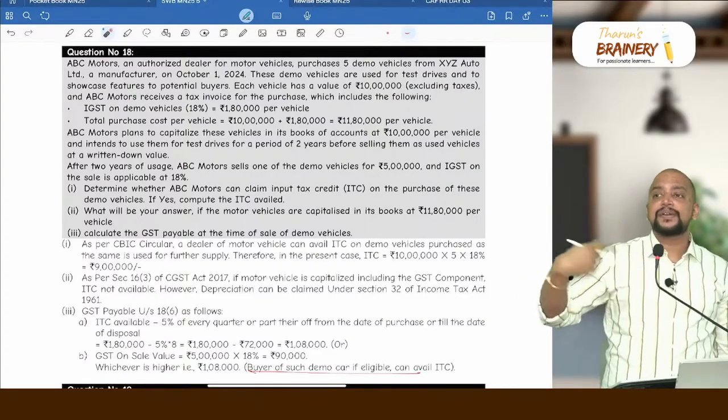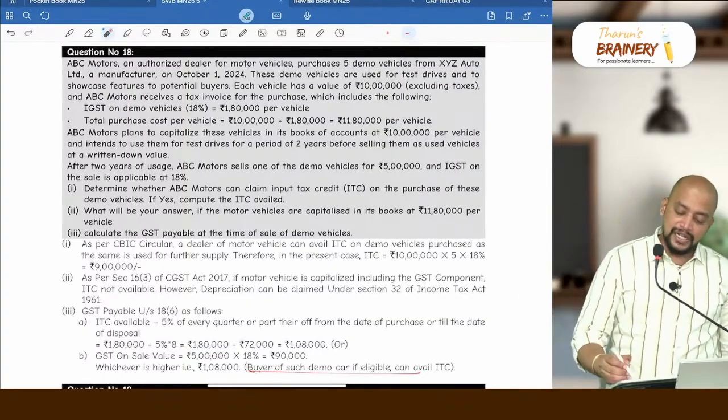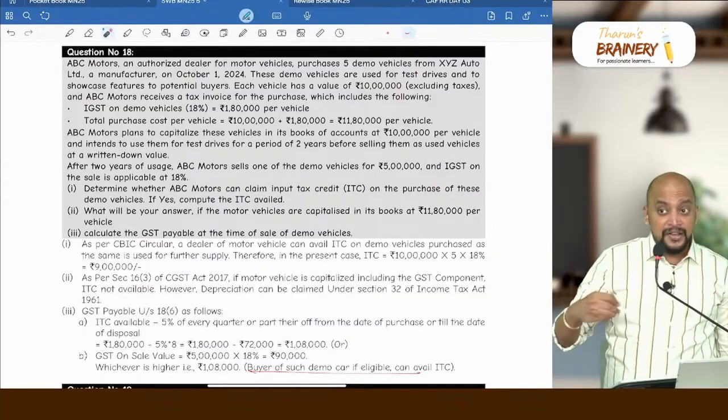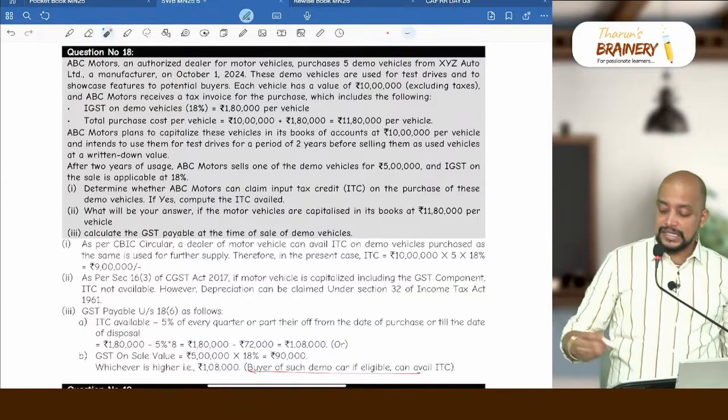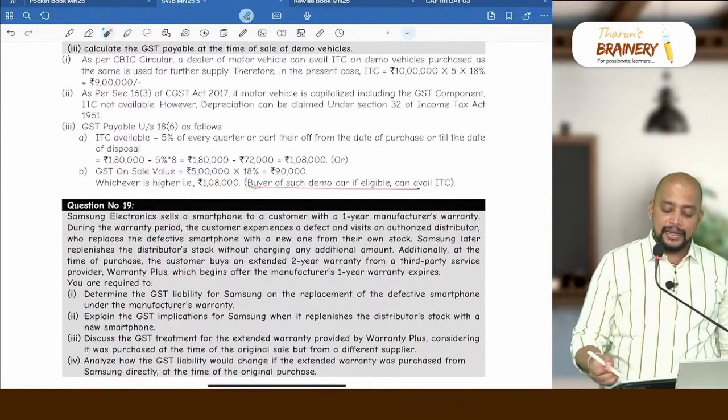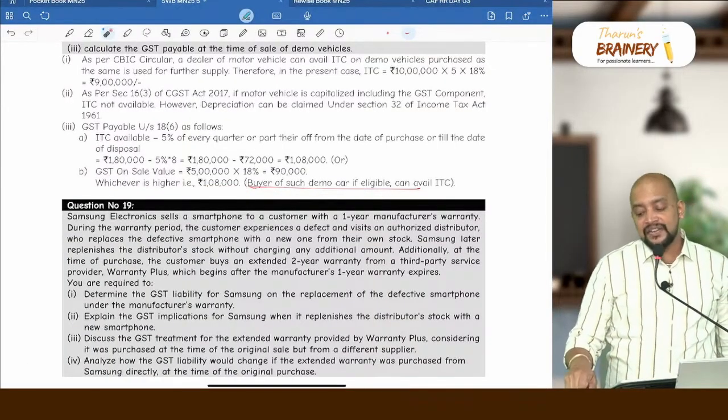Or what is the sale price at which this vehicle is sold? That is 5 lakhs. So 5 lakhs into 18% will be 90,000. Whichever is higher, 1,08,000 will be taken. And can the buyer of such a demo car avail ITC?